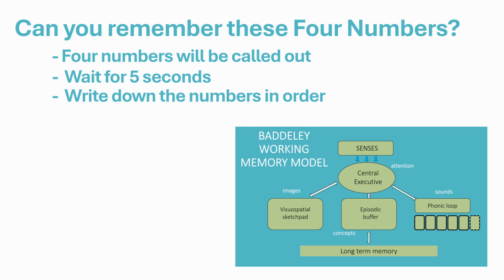get the numbers correct. Okay. Hope you've unpaused the video. Let's start. 53, 82, 19, 27. Write down the numbers now.